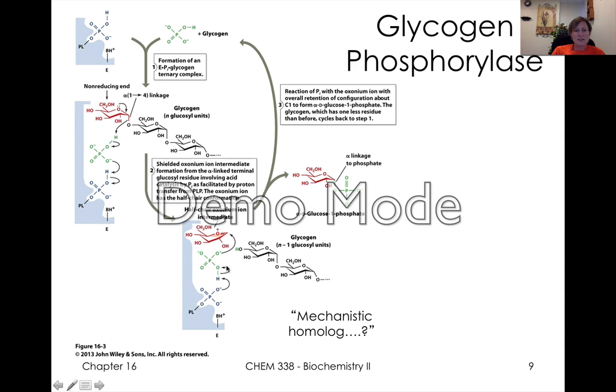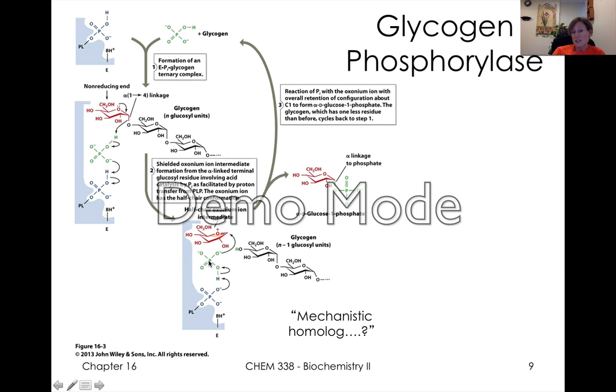We end up with an intermediate here that looks very similar, hopefully, to something you remember seeing last semester when we talked about oxonium ion intermediates. We saw that in, I'm not going to give you the answer, we'll talk about it in class tomorrow. But again, we have a very electrophilic intermediate now that's very susceptible to nucleophilic attack by our inorganic phosphate.